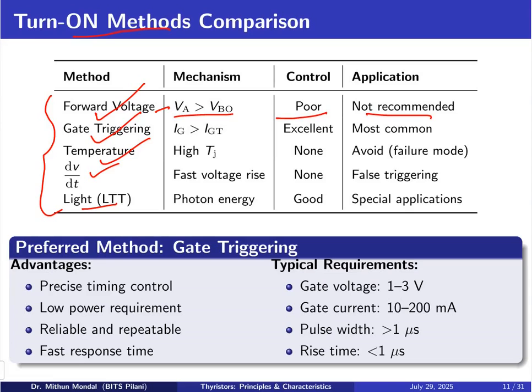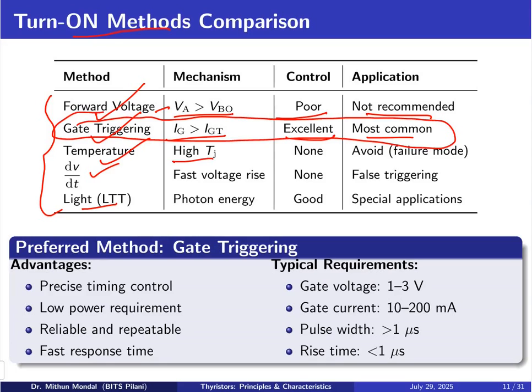Gate triggering is the one where the gate current is greater than the threshold limit. This is excellent and most common. So we will be going with gate triggering in the case of thyristor. Temperature triggering, where you have high junction temperature, has no control and can lead to a failure mode, so it is not desirable. dV/dt triggering can happen with false voltage, and it is a false triggering because there is a voltage rise. The photon energy can also trigger, which is good and can be used for special applications.